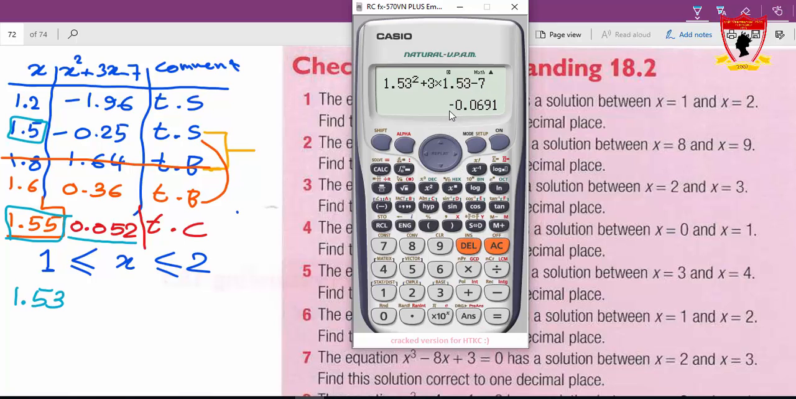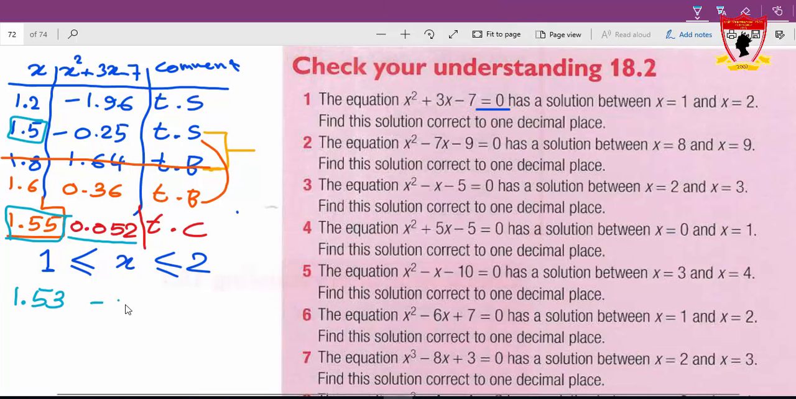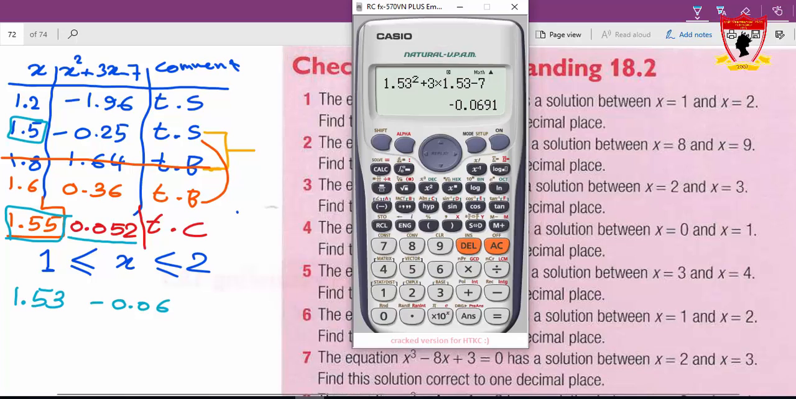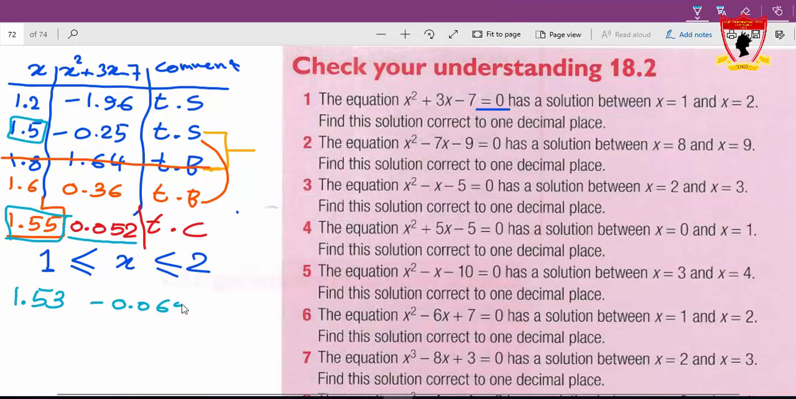So we got negative 0.06. This is a small number, but it's not closer than the 1.55. 0.052 is too close, but this one is positive and this one is negative. Let's say this is more than 0 and this is less than 0.